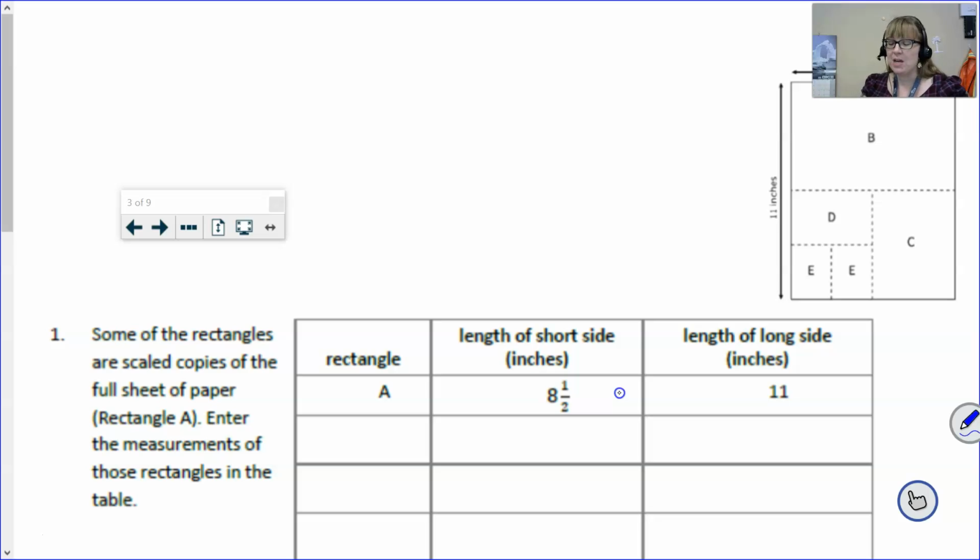It's pretty cool. So lining these up, closing one eye, I can see that at this point the widths match up, but I can see that rectangle D is still taller. So it's not a scaled copy because they don't line up.